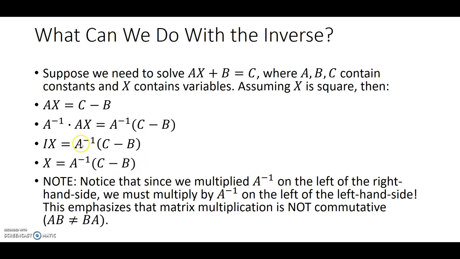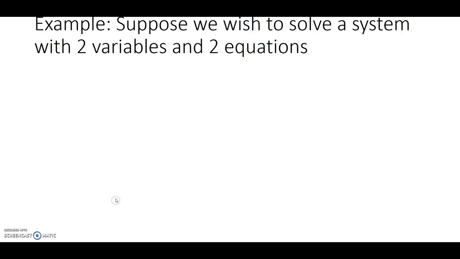So again, just notice that we multiplied by A inverse on the left-hand side, so we have to multiply on the left on the right-hand side. That's very, very important. If this were X times A, then I would have to multiply by A inverse on the right, and I would have had to multiply by A inverse on the right over here as well. That just emphasizes that matrix multiplication is not commutative. In general, AB is not equal to BA.